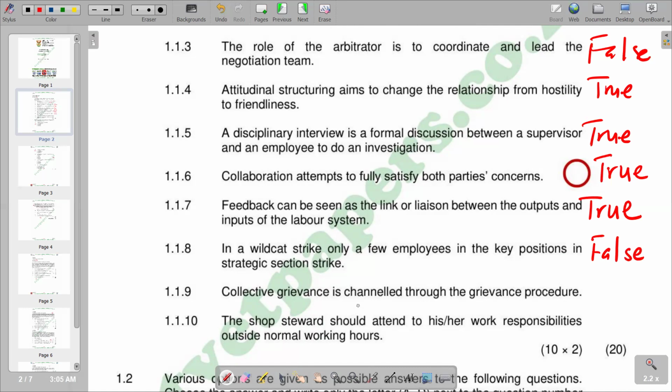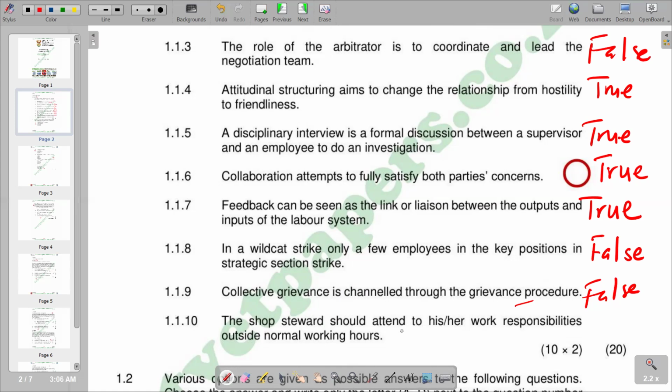So moving on to number 9, collective grievance is channeled through the grievance procedure. So we see that the statement that we have is false. Collective grievance, basically, is raised by two or more employees and their representatives regarding the same situation in the workplace. So it comes as an additional procedure in support of collective bargaining. So when it becomes collective, it means it's not a grievance procedure, as it is being emphasized that it's an additional procedure. So that's what we have on statement 9.